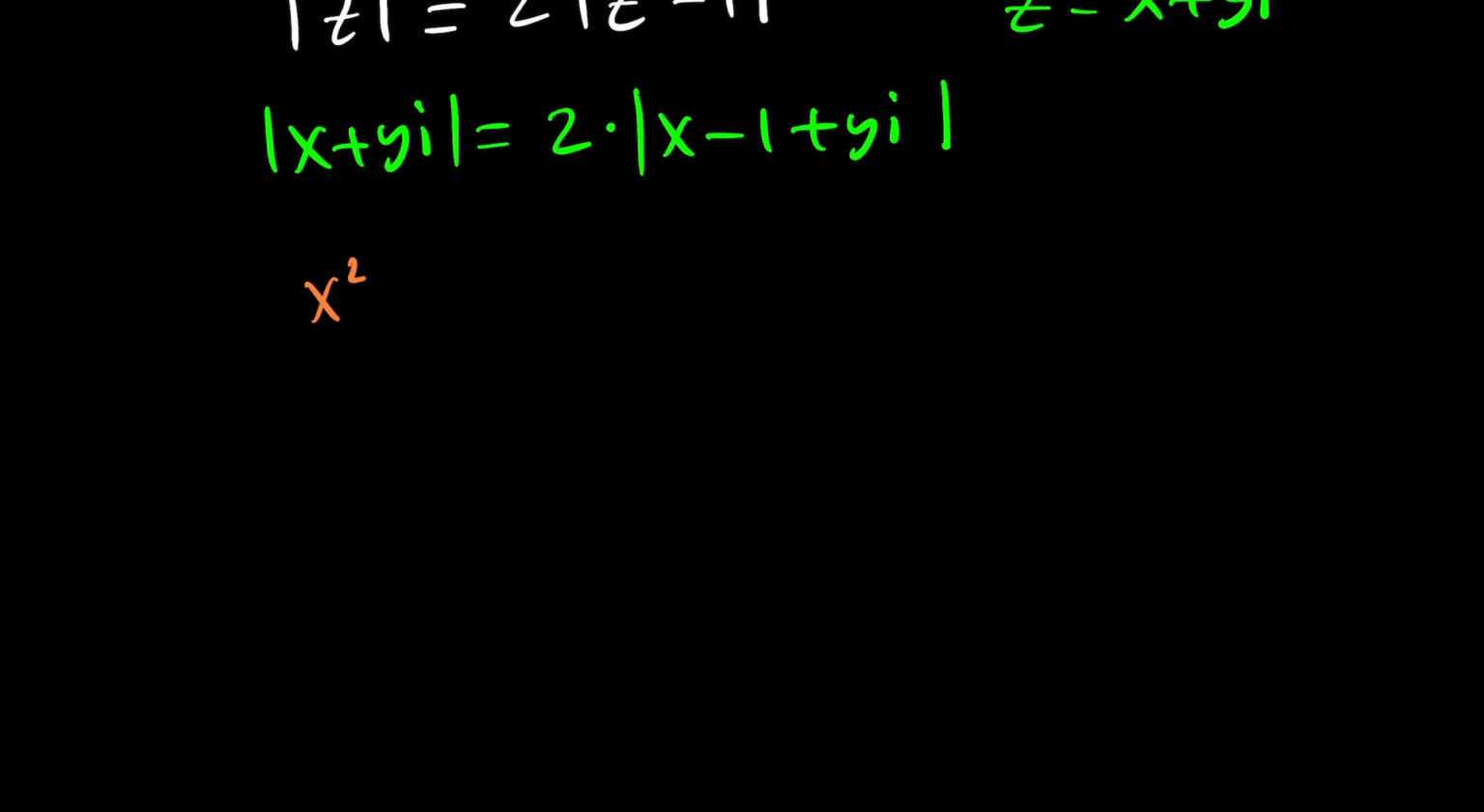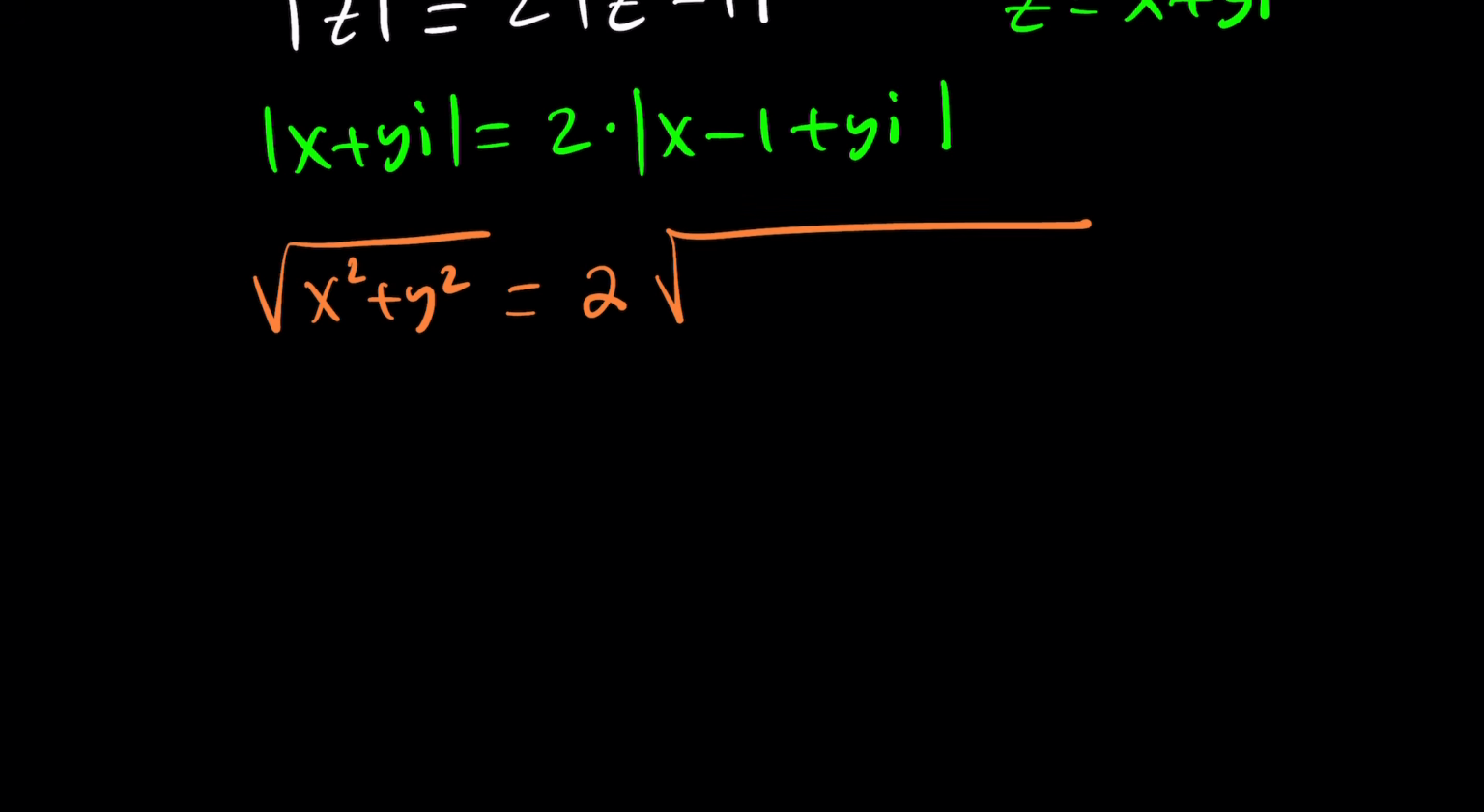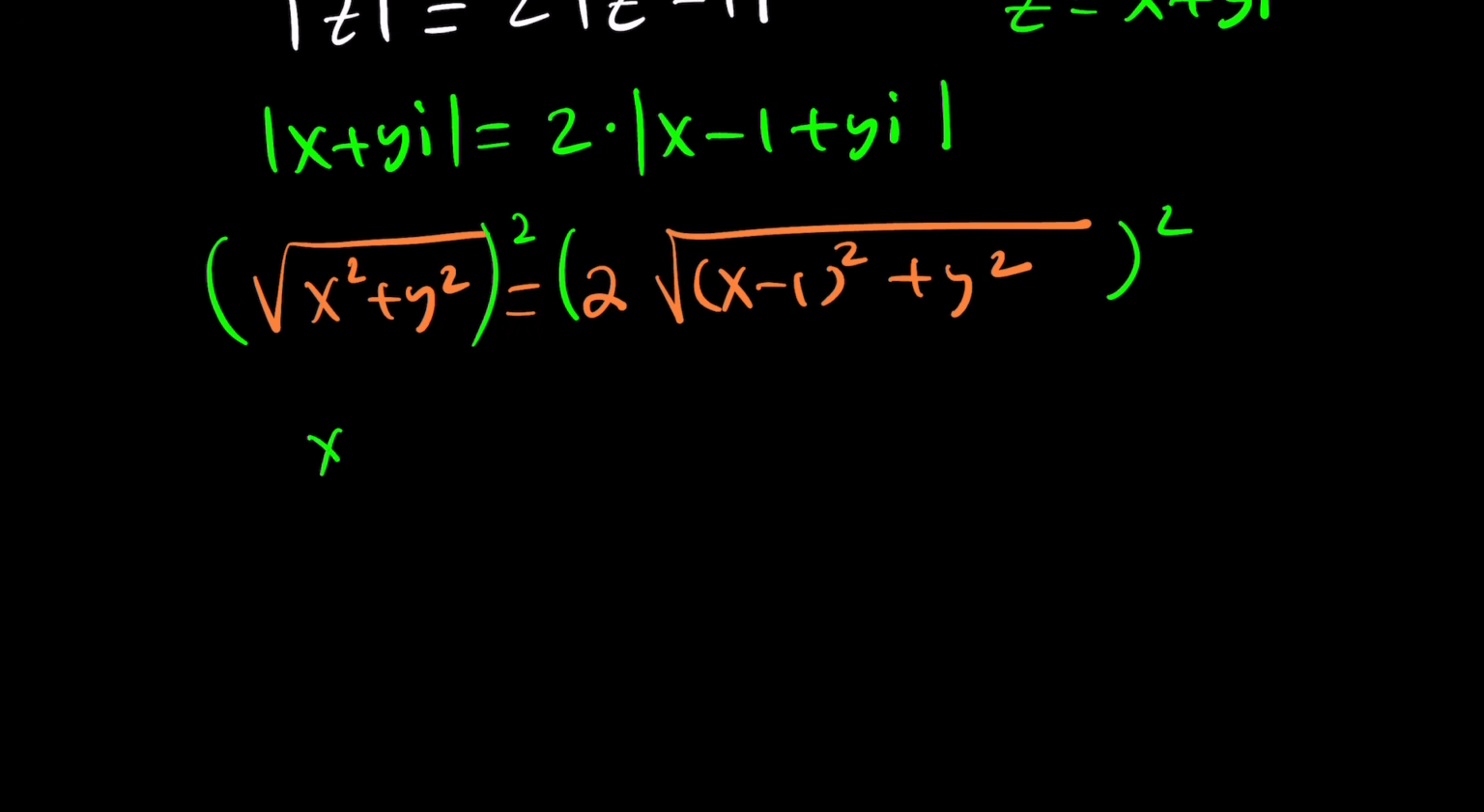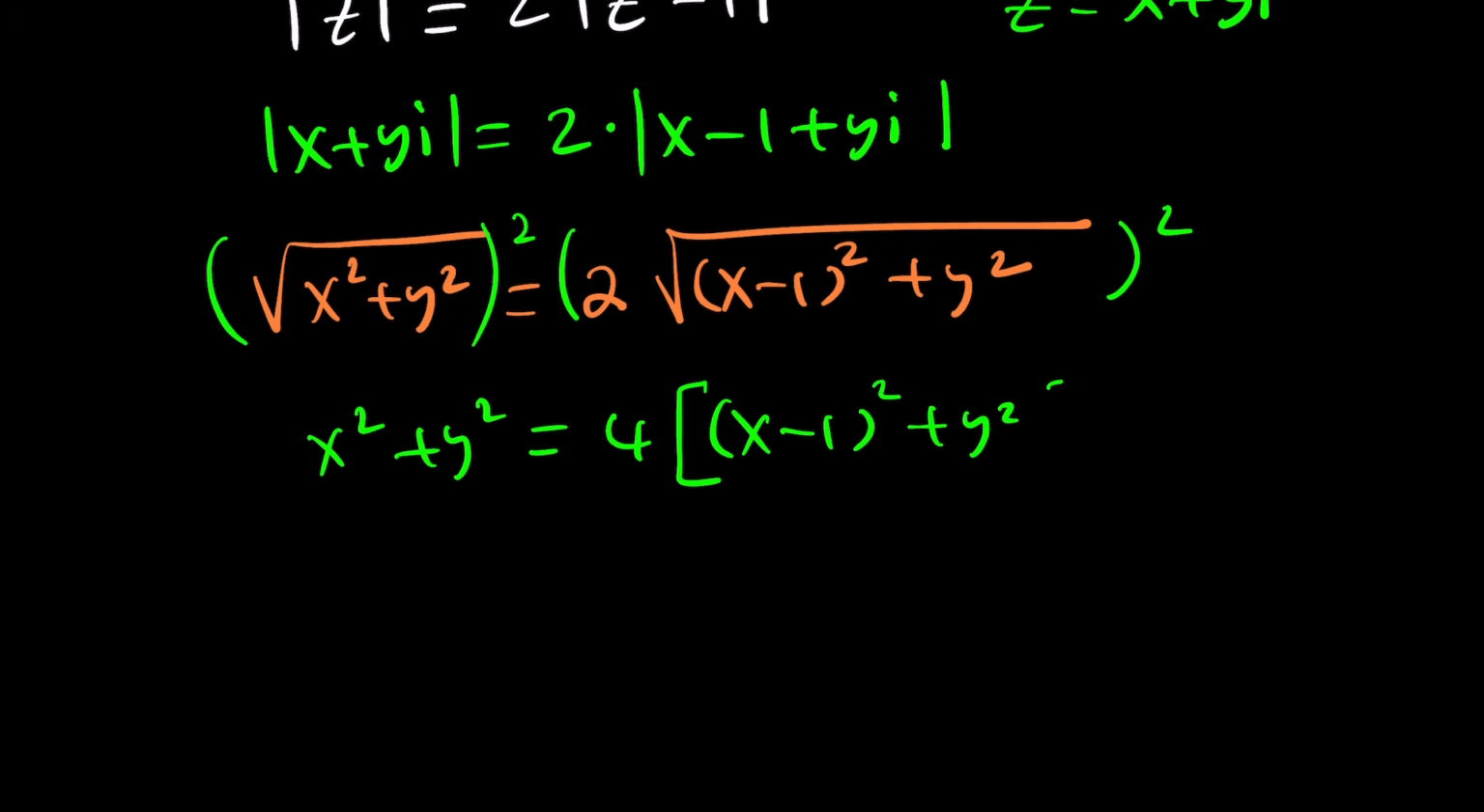This would be the square root of x squared plus y squared. This would be a 2. And this would be the square root of x minus 1 squared plus y squared. There you go. So easy, right? Now we're going to go ahead and square both sides, of course. And that'll give us x squared plus y squared equals 4 times x minus 1 squared plus y squared. And I can always expand it, right?